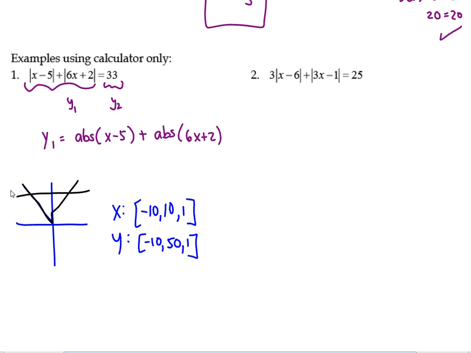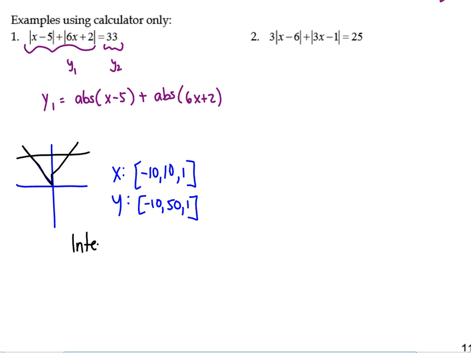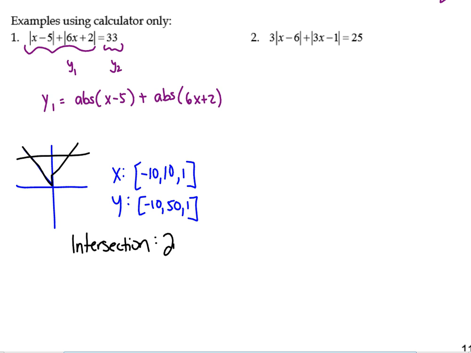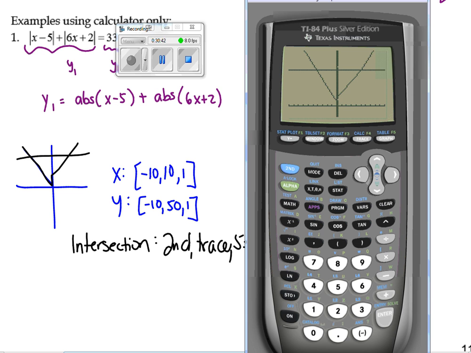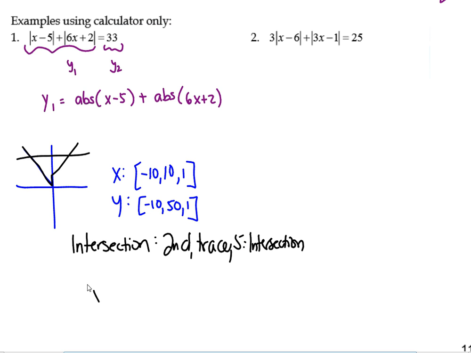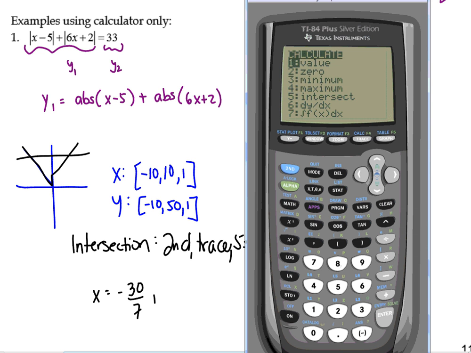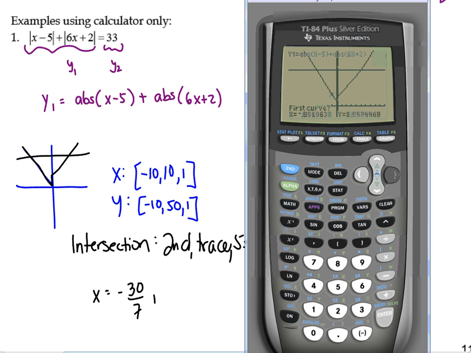Okay. And we have to find what? Intersection. Second trace 5. So scroll over to the one you want. You'll have to do this two separate times. And then once you're at the one you want, enter, enter, enter. Now, if we want that as a fraction, what do we do? So quit, x, math, enter, enter, negative 30 over 7. And the other one, second trace 5, scroll over to the other intersection.